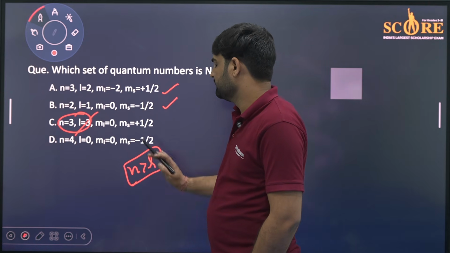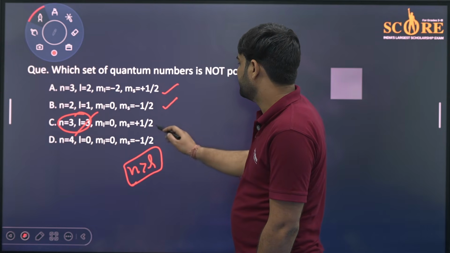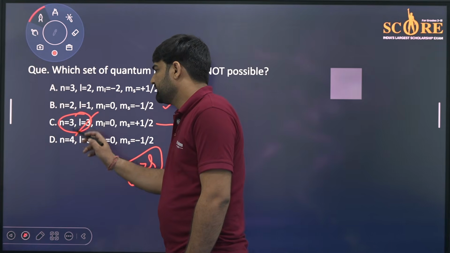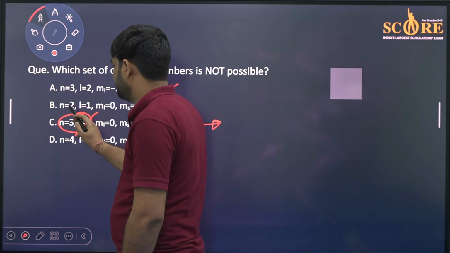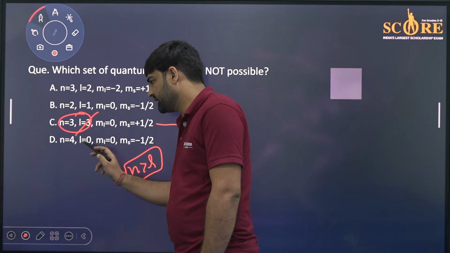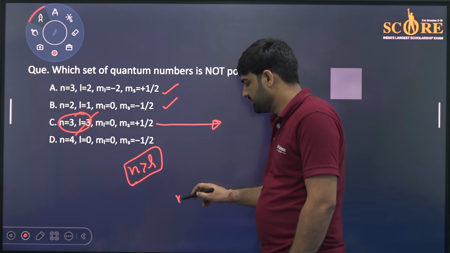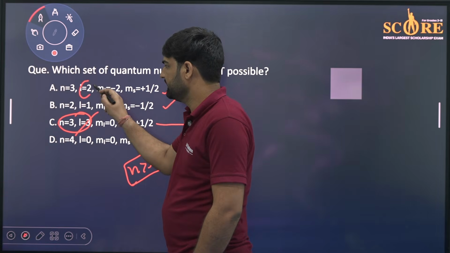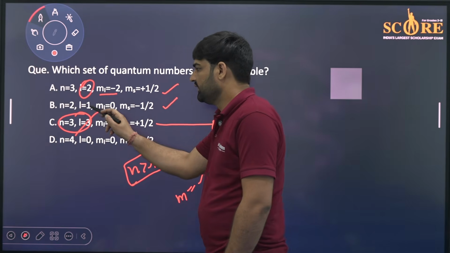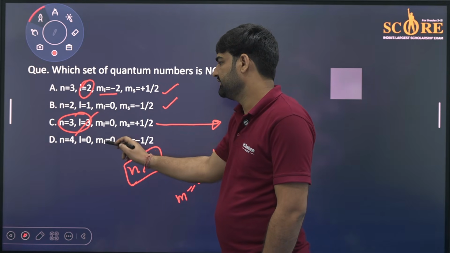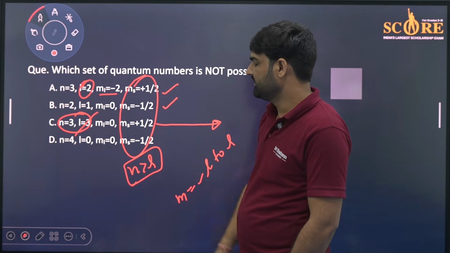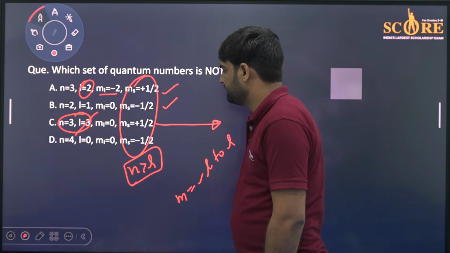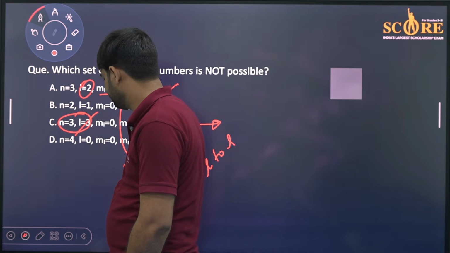And I think this is also correct. So your correct option is this, because in this there is no issue. n greater than l, n greater than l also, n greater than l. m is from -l to +l. So your l is this, so m can be -2. l is 1, m can be this. l is this, m can be this. And ms, the spin quantum number, may be plus half, minus half, plus half, minus half, etc.